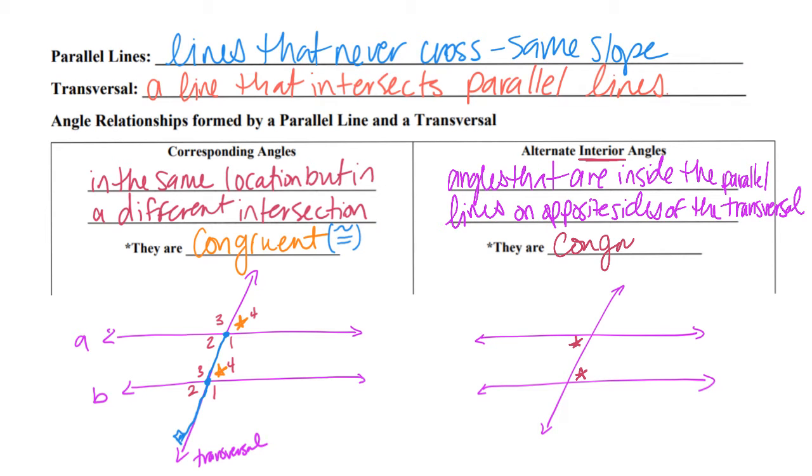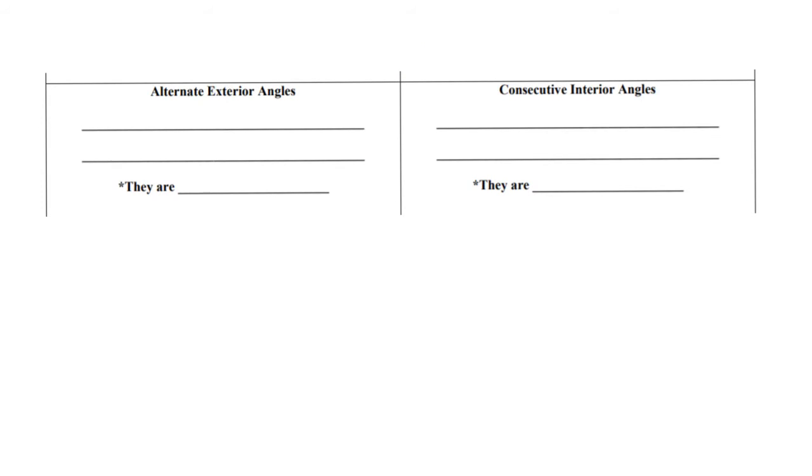You have two sets of alternate interior angles because you can be also inside the lines and on the other side. So the blue stars would be congruent and the maroon stars would be congruent.